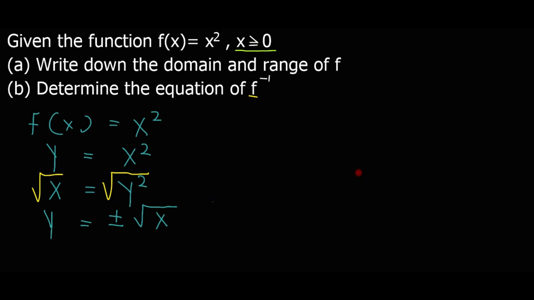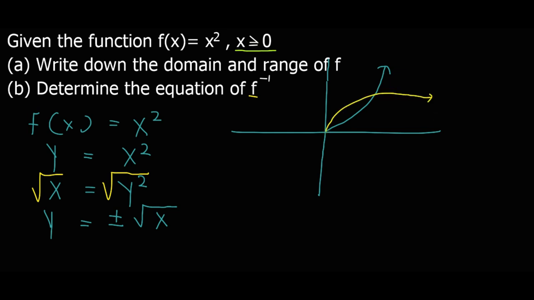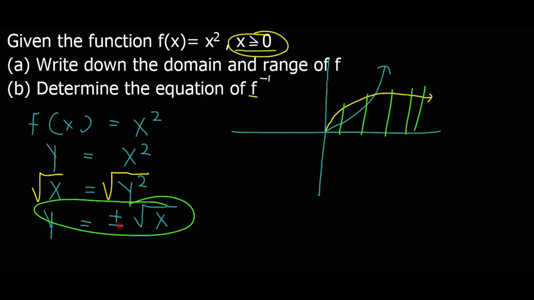But now let's see something. Because we know that our graph is in this way, when we draw the inverse of this graph, it will be in this way. But because this graph was restricted, this first loop goes with this one, so you can see that the inverse of this graph is on the positive side.